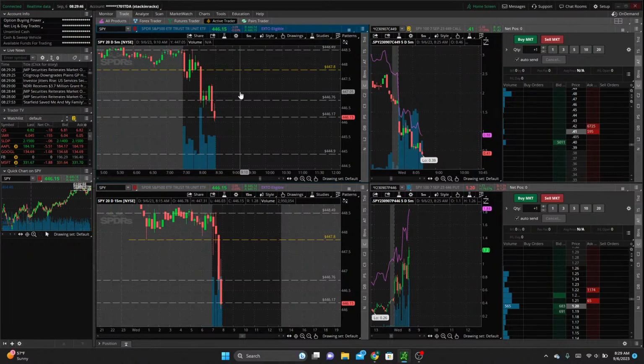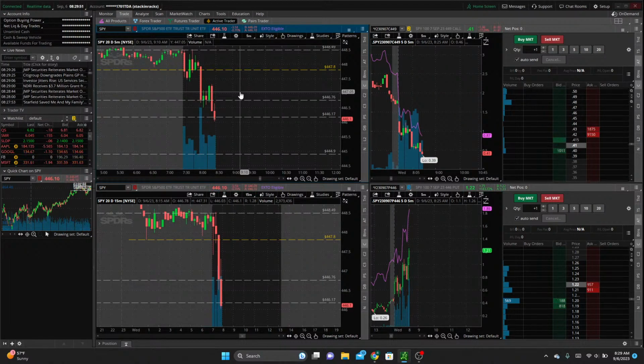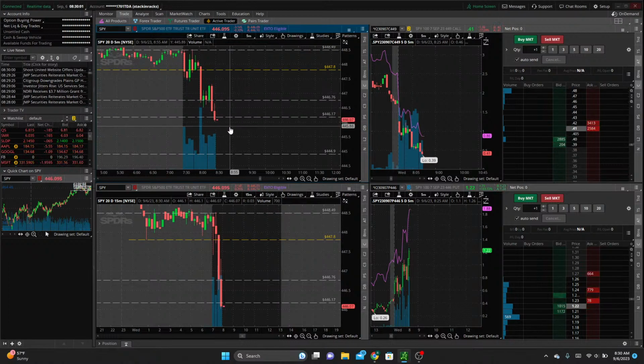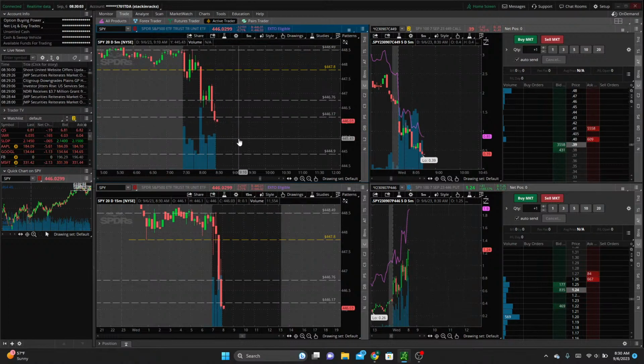I'd love to get another good entry. But yeah, we're just selling off. We're not getting a lot of retests of levels. So we'll see if I'm able to. We got a pretty high volume candle right now. We open up just below this level.